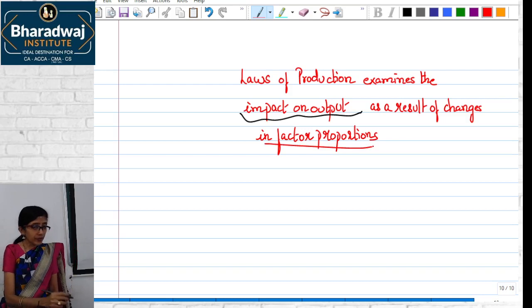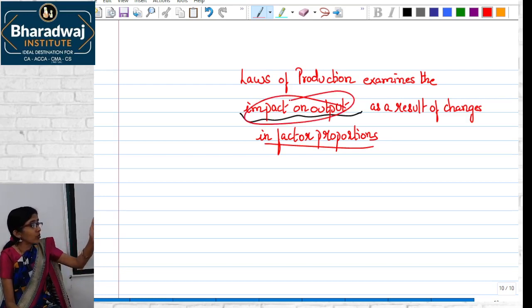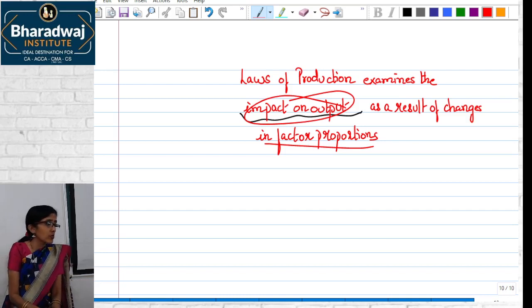Please note this. Factor proportions are changed, okay. But what does the law examine? As a result of this, what is happening to output? That's why we keep saying doubling of inputs will lead to output being more than double, less than double, equal to double. All that we are saying, okay. Can you understand that point? What is the next question?